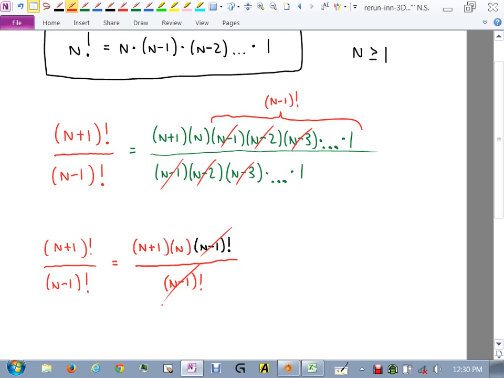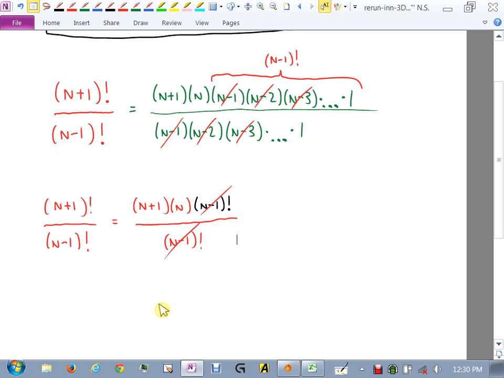Yeah, I mean, it can get a little bit messy, but it's not too bad. Yeah.